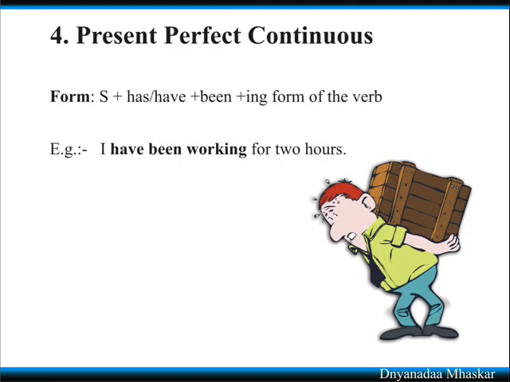Let us see the fourth one now. Present perfect continuous or present perfect progressive. What is the form of this present perfect continuous tense? Subject plus has or have plus been, B-E-E-N, been plus ing form of the verb. Example, I have been working for 2 hours. So have been working is in present perfect continuous.